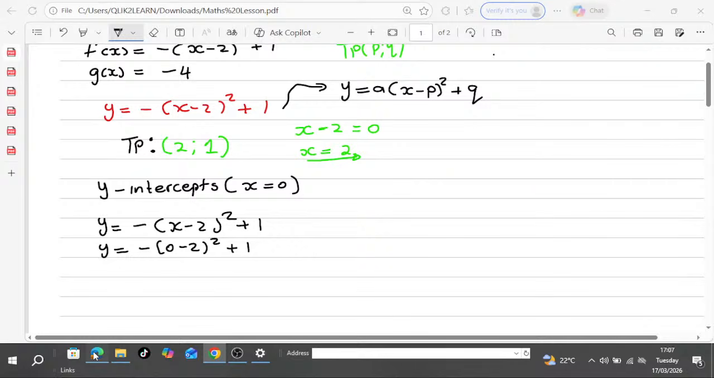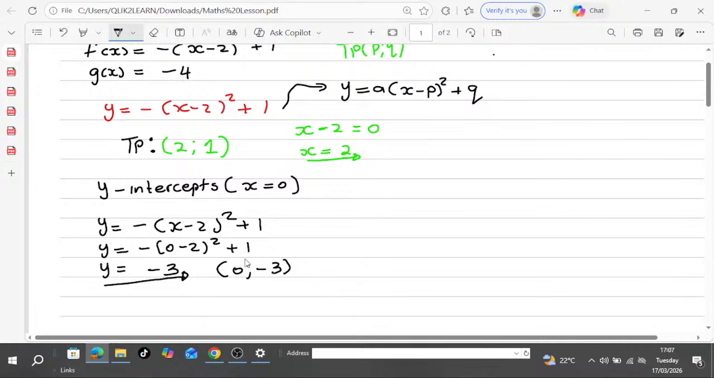So let's go back to the question now. When you punch this in, we're going to get y equals, you can just put everything in the calculator. Inside the bracket we have minus 2 squared, which will be positive 4. Then it will be minus 4 plus 1, which will give us negative 3. So we already have x as 0, and we just calculated y to be negative 3. So this is my y-intercept.